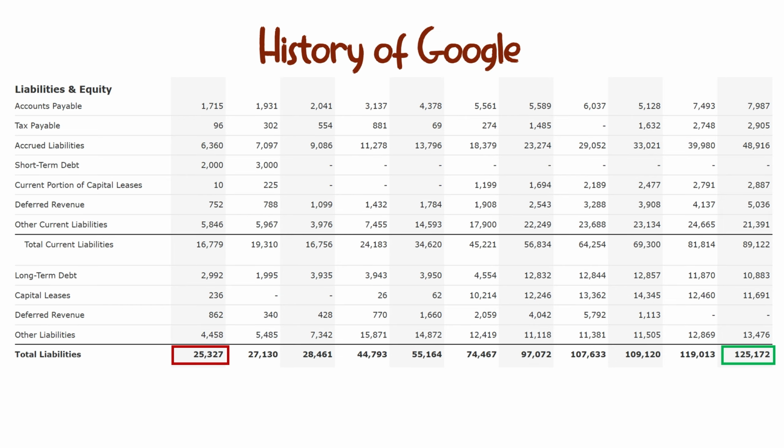This is where judgment matters. If liabilities rise while assets fall, the business is failing. But if both rise together, the company is successfully using leverage to fund growth. For Alphabet, massive asset growth easily covers the rising liabilities. They are moving in the right direction.